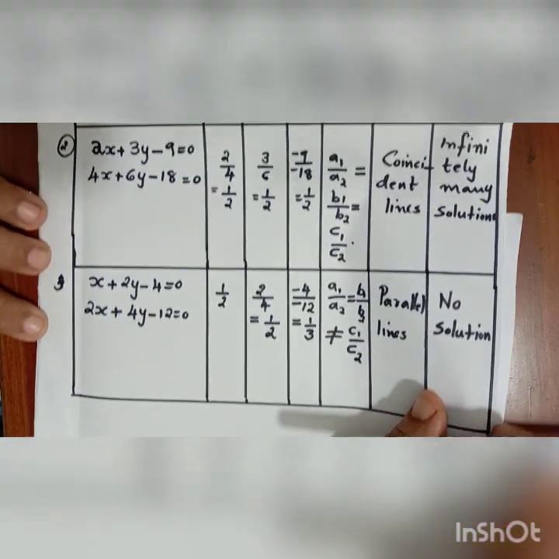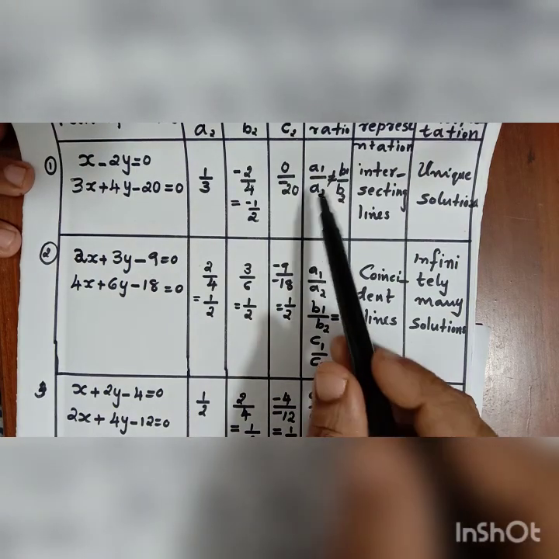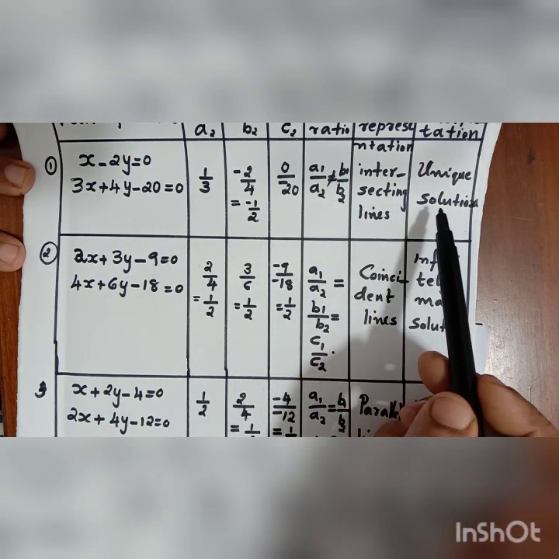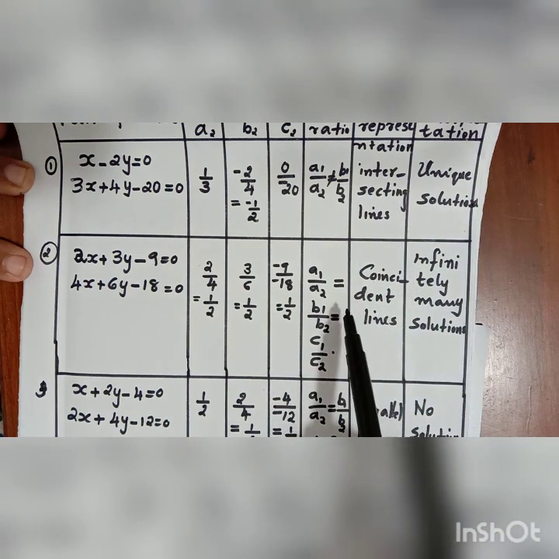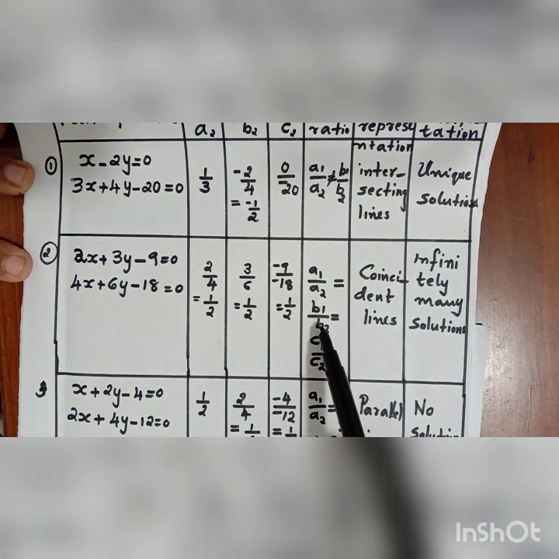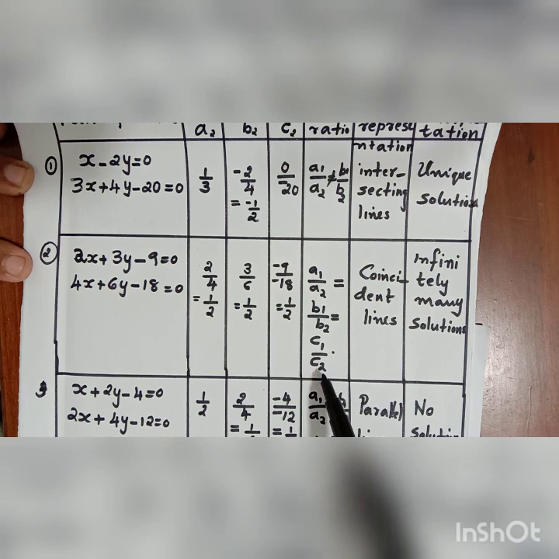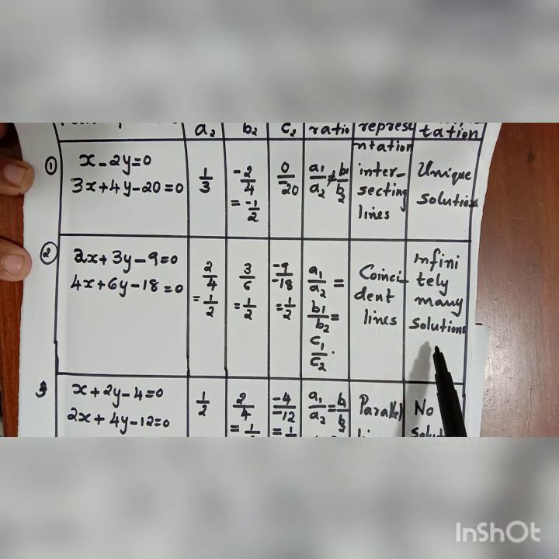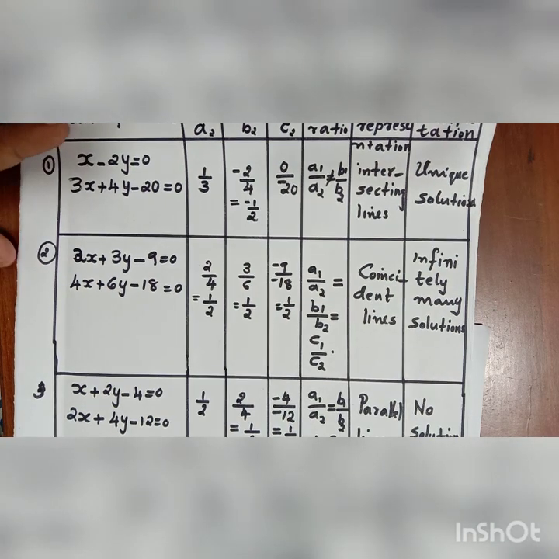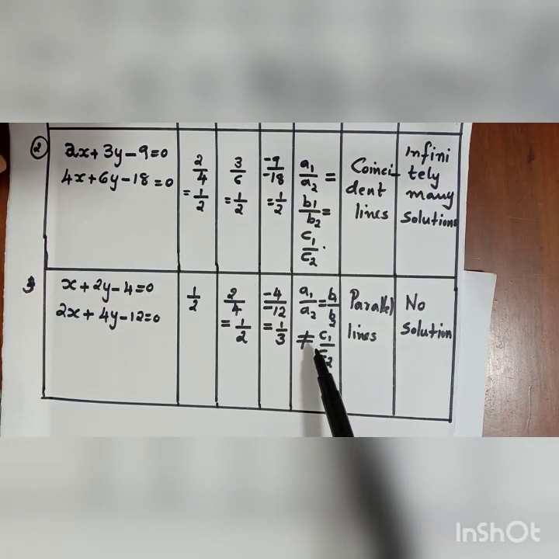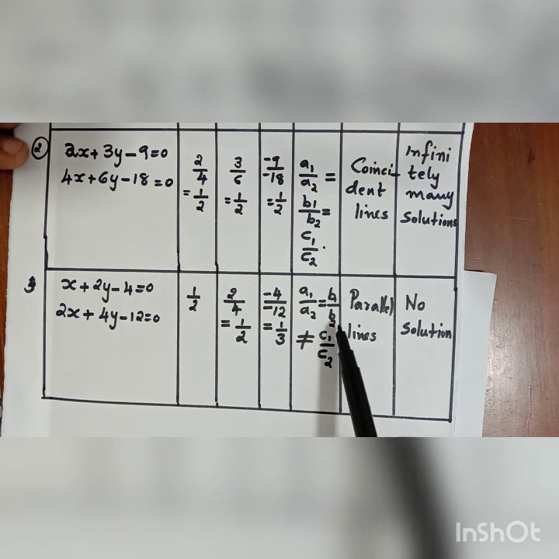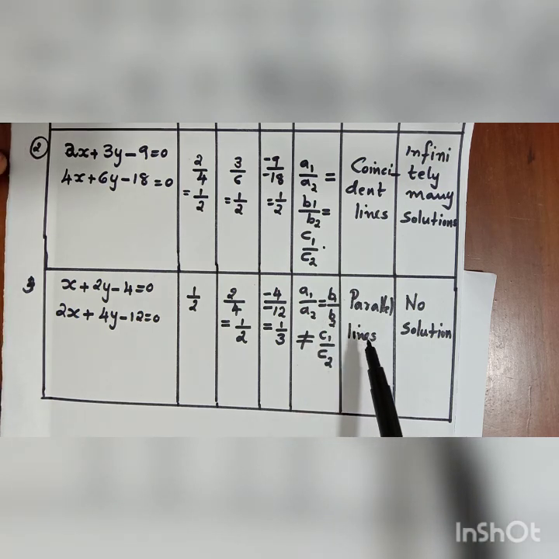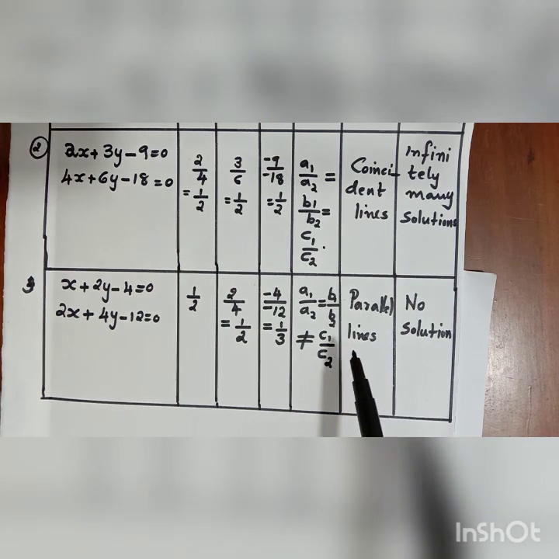So hope you understood. First case, A1 by A2 not equal to B1 by B2: intersecting lines, unique solution. Second case, A1 by A2 equal to B1 by B2 equal to C1 by C2: coincident lines, infinitely many solutions. And third case, we have A1 by A2 equal to B1 by B2 not equal to C1 by C2: parallel lines, no solution.